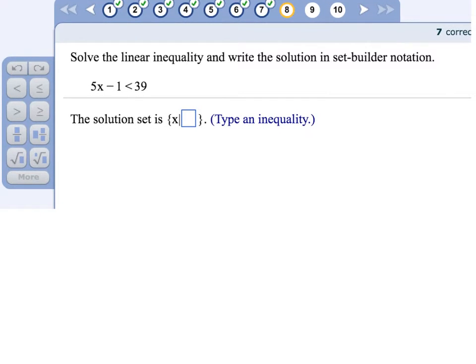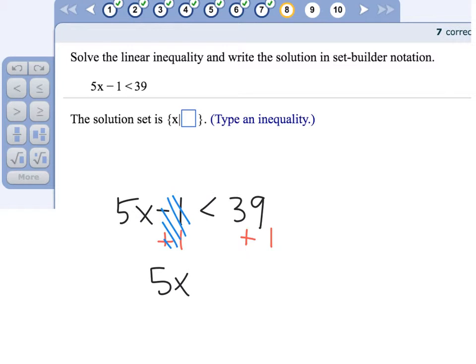And we've got 5x minus 1 is less than 39. And so what are we going to do? Well, the first thing we're going to do is add 1 to both sides. So negative 1 plus 1 is 0. So the left side is 5x. 39 plus 1 is 40. And does the symbol stay the same or does it change? Well, it stays the same, because the only time it changes is when you multiply or divide by a negative.